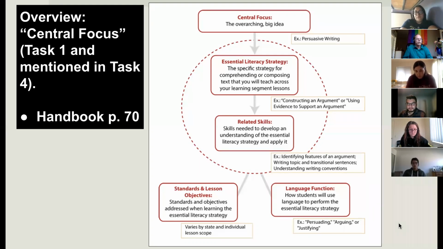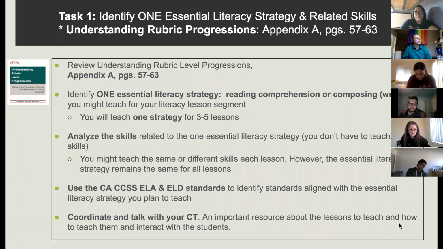And again, if you look in your handbook, page 70, that's where this shows. The central focus is mentioned in task 4, but it really plays into greater importance in task 1. So if you look at rubric level progressions, Appendix A, pages 57 to 63, you're going to find this information. The rubrics are really important, as you heard people say earlier. So you're identifying one essential literacy strategy. And again, it's either reading comprehension or composing.